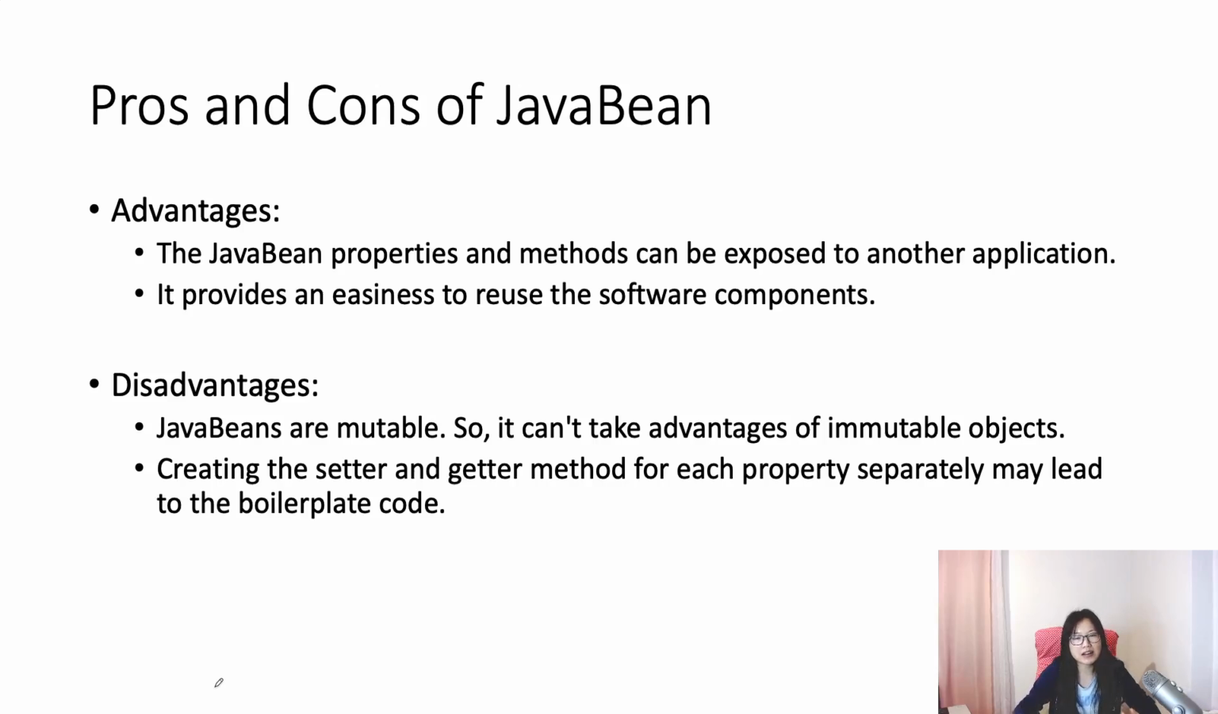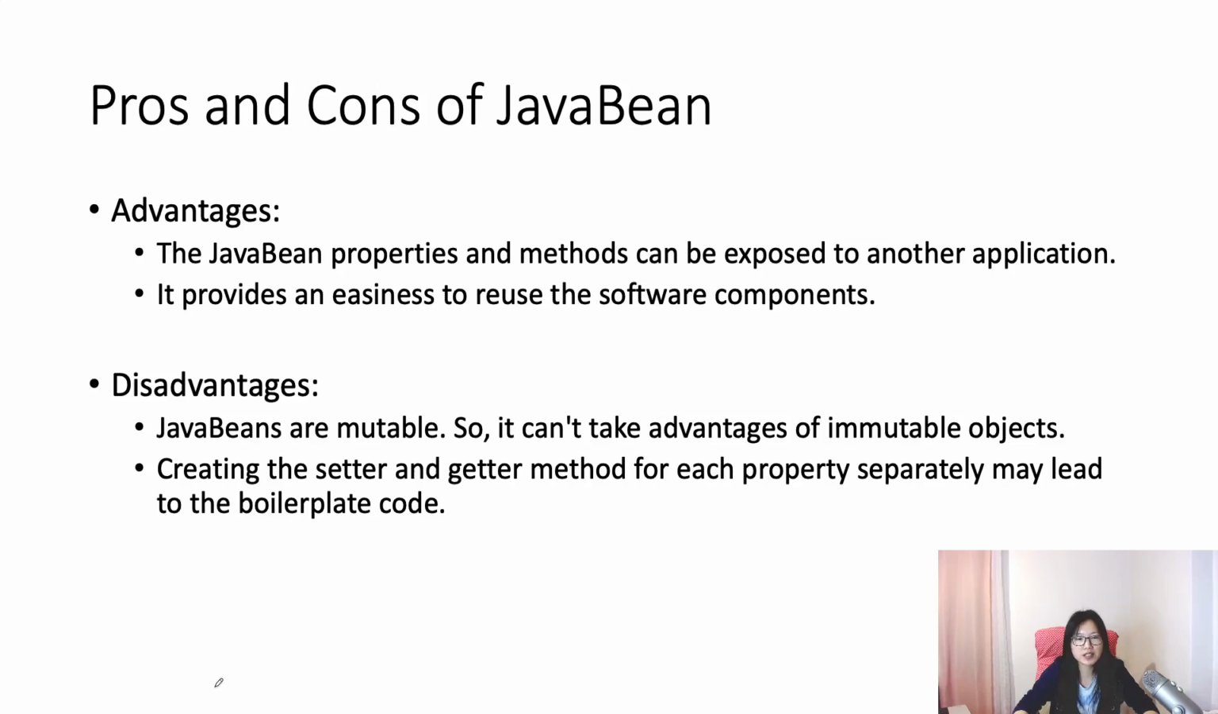Pros and cons of JavaBean. Advantages: for our properties, the JavaBean has full control, so the properties are fully controlled and secure. You just expose the methods to be accessed by other applications, and if other applications want to change a property, they have to go through the methods. Also, JavaBean, like a POJO, provides encapsulation and can provide reusable components for our software.